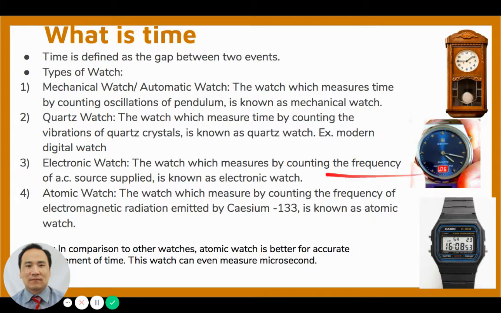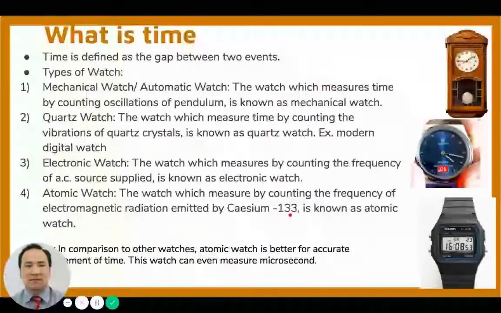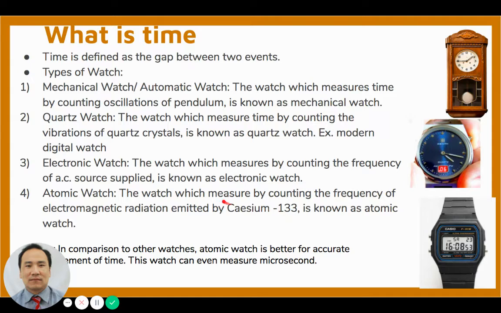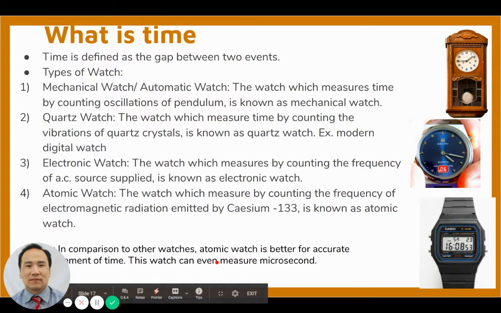Electronic watch, which measures time by counting the frequency of AC current. And lastly, atomic watch. This watch measures time by counting the frequency of electromagnetic radiation produced by the cesium atom. Among these four watches, the most accurate time is given by the atomic watch. And one more advantage of the atomic watch is that it can measure even microseconds.